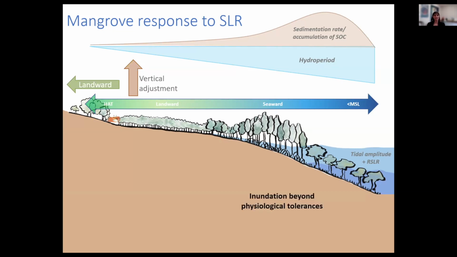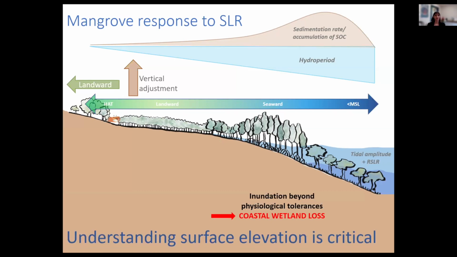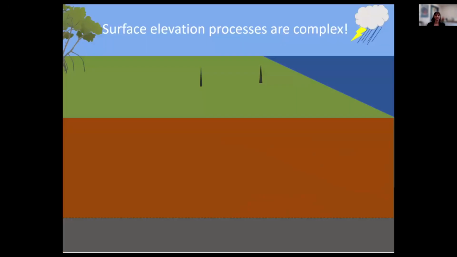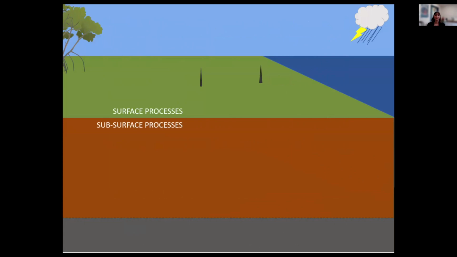What we do know, though, is that inundation beyond physiological tolerances will lead to coastal wetland loss, and those ecosystem services they provide will disappear alongside them. So understanding surface elevation is critical in determining their vulnerability to sea level rise. But surface elevation processes are really complex. They're a combination of both surface and subsurface processes. These include biological surface processes.